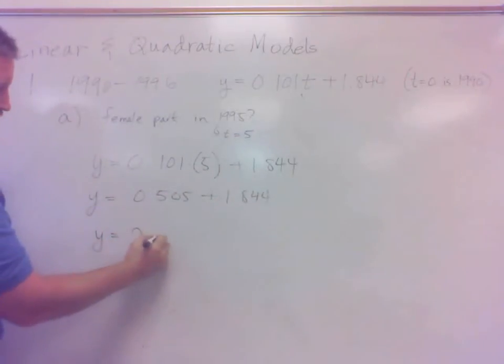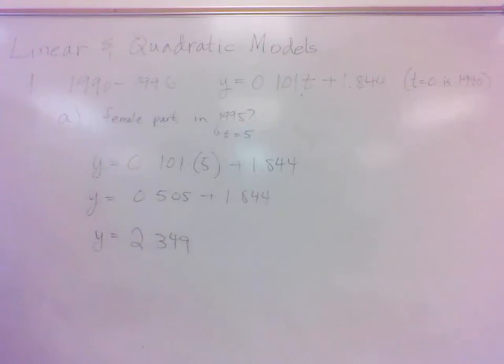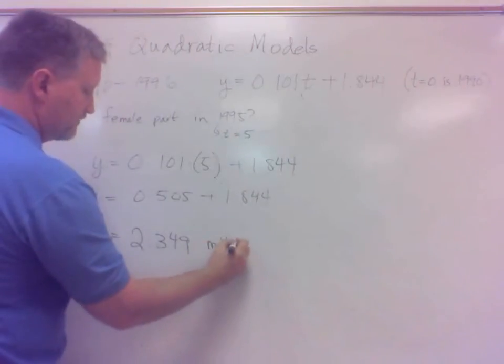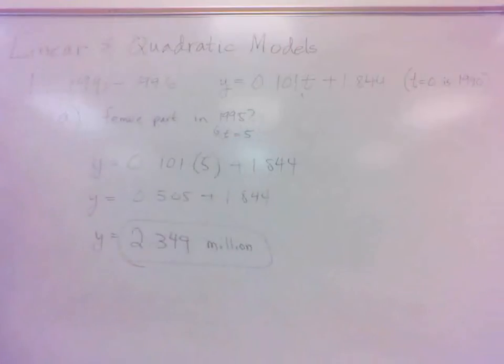So that would be 2.349 is y, which is the number of participants in millions. So this is 2.349 million participants in the year 1995. Okay? Easy enough one right there.